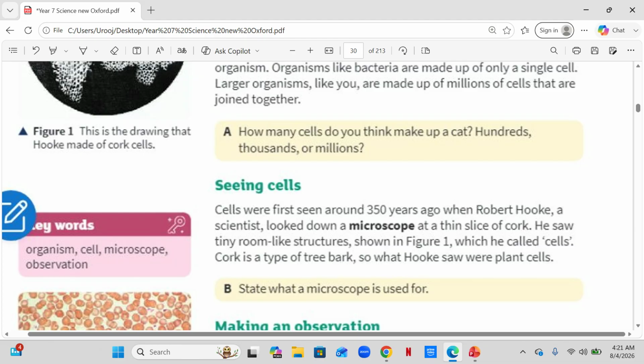However, the cork was actually dead, so the cells he saw were empty. Even though he discovered dead cells, Robert Hooke became the first scientist to discover and name cells, making an important contribution to biology.